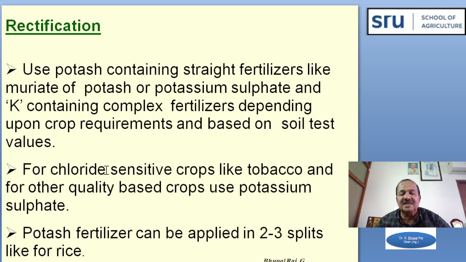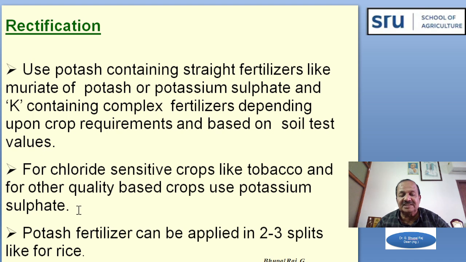There are some different crops. Some of the crops are chloride sensitive, like tobacco and other quality based crops, where we have to use potassium sulfate. For example, in tobacco we use the leaf. Muriate of potash is nothing but potassium chloride, so it has chloride content. Chloride will give a scorching effect on the tobacco and damages the leaf quality. So for tobacco and other quality type crops, we have to use potassium sulfate fertilizers as the source of potassium.